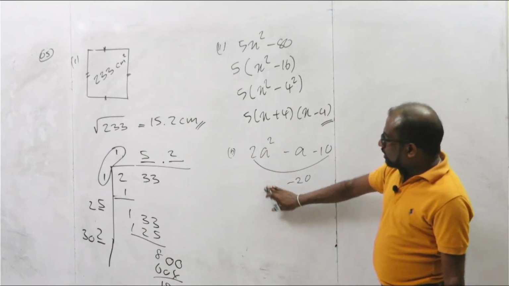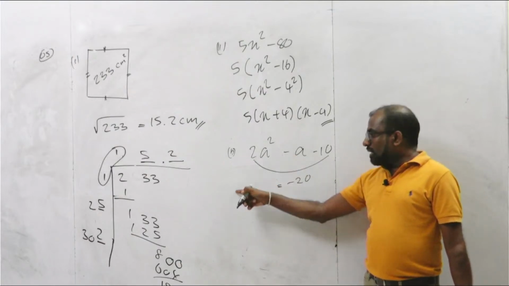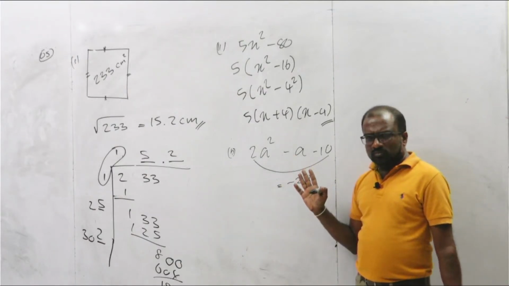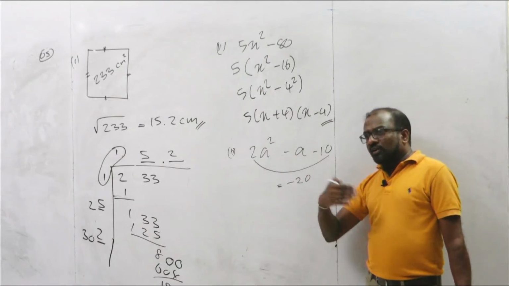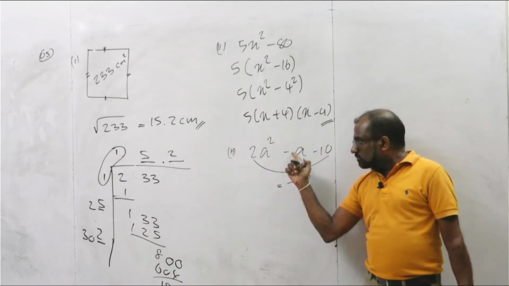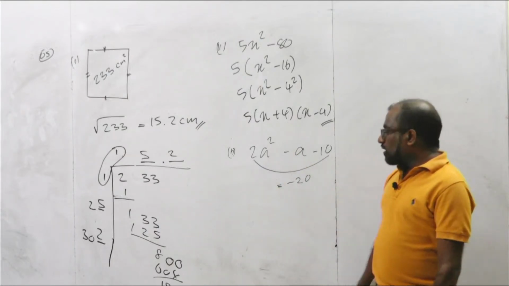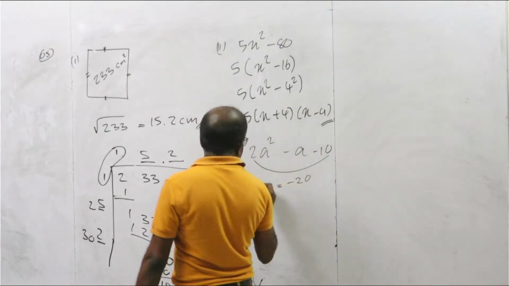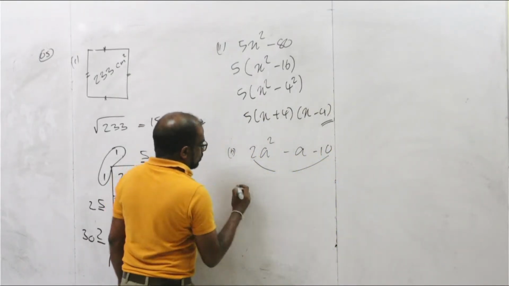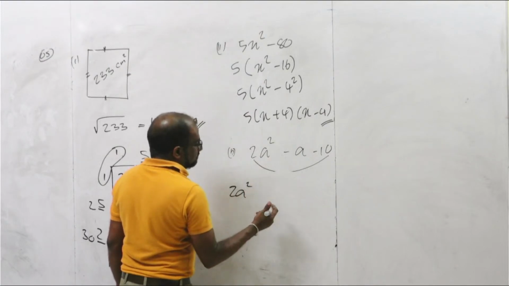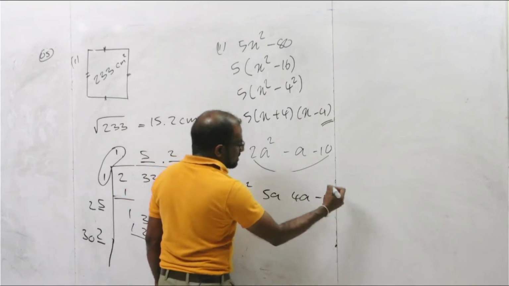How do we find the two numbers? When you simplify, add or subtract, you should get 1, and multiplying gives 20. What are the two numbers? 5a and 4a, since 5 times 4 is 20. So 2a squared, 5a, 4a, minus 10.